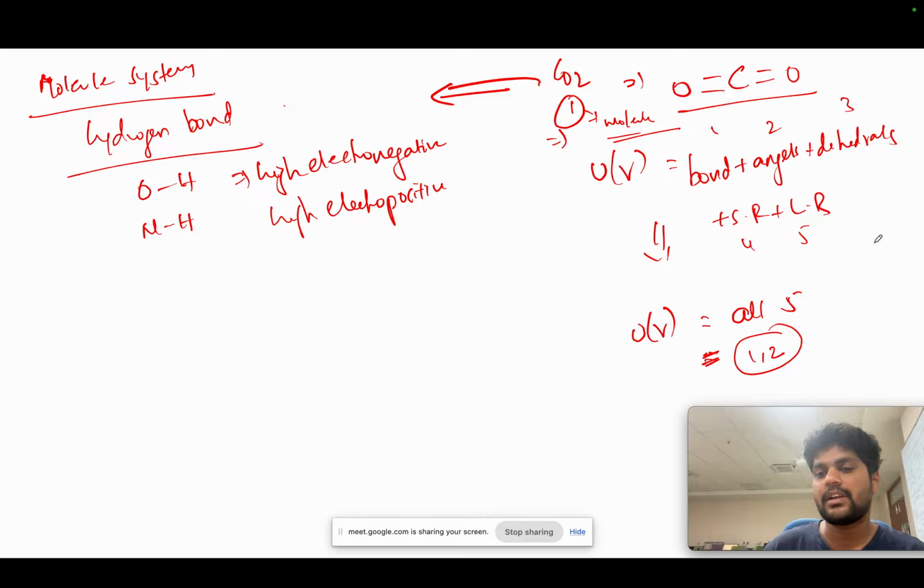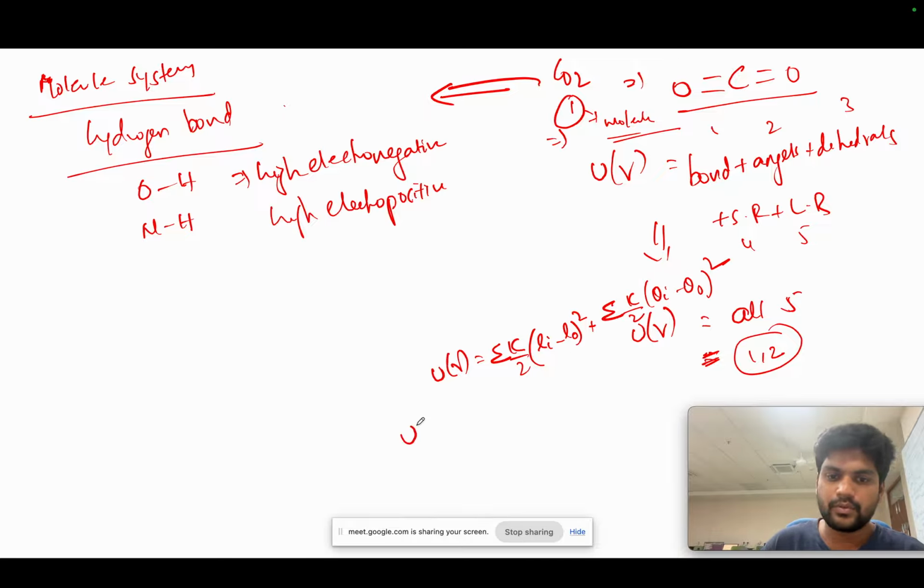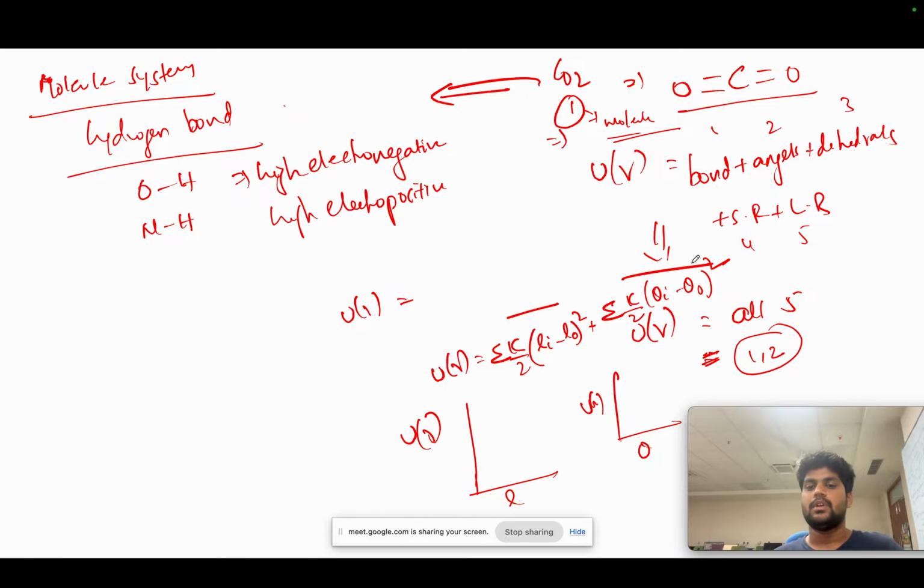So everybody understood what we are calculating. Now the UR formula will be sigma of k by 2 L1 minus L0 whole square plus. Here we have two different terms: the term with L, and the term with theta. So the total UR will be the accumulation of these two. If you make the graph, assume that by yourself. Okay, I will explain it.